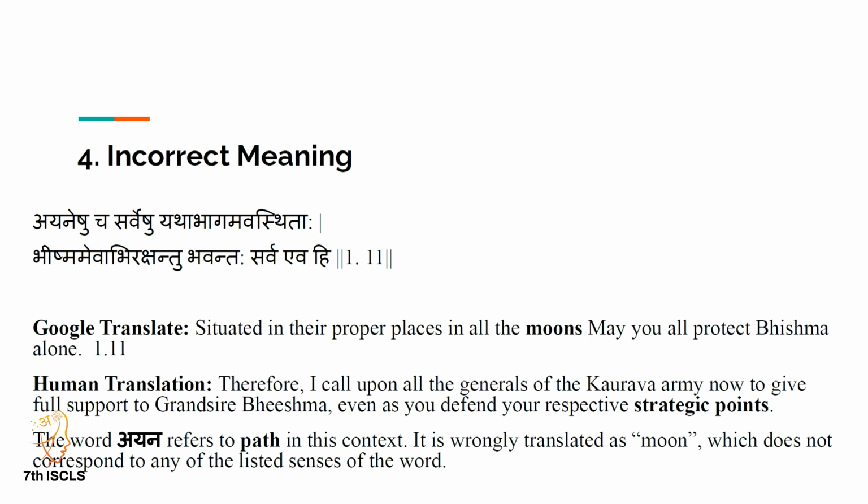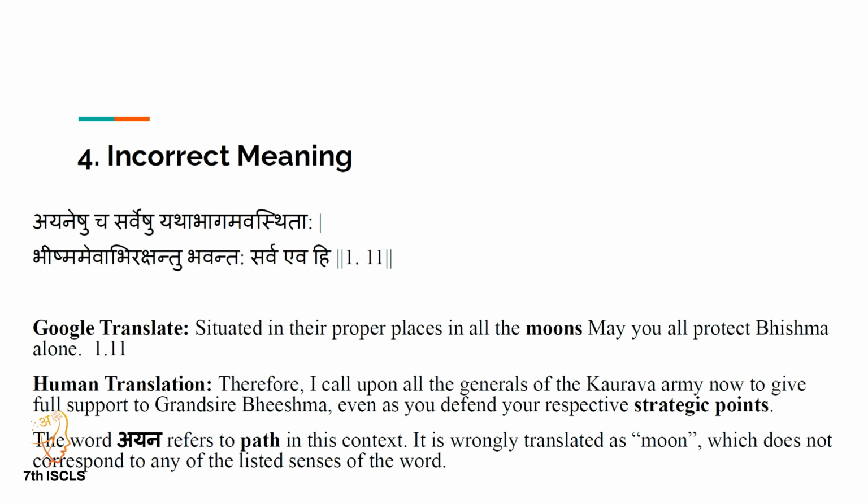And the last category that we came up with: unlike the polysemous errors where the machine took one of the senses listed, here it is completely different. It didn't even have any relevance. So for example, ayaneshu cha sarveshu yatha bhagam avastitaha bhishmamevabhirakshantu bhavantas sarve evahi. It was translated as: situated in their proper places in all the moons. So the word ayana was translated as moons, which is not even one of the listed senses of ayana.